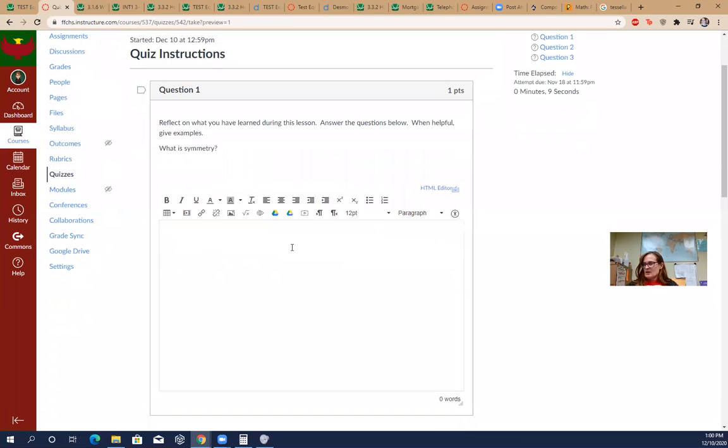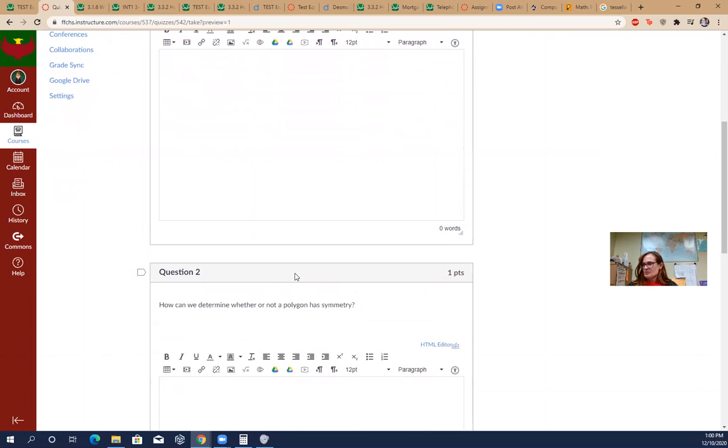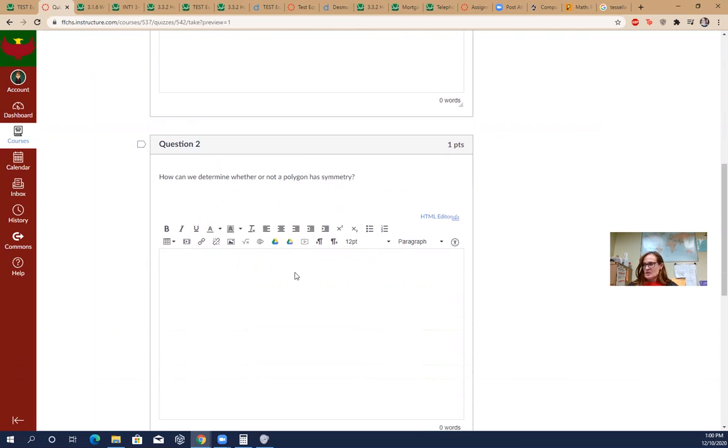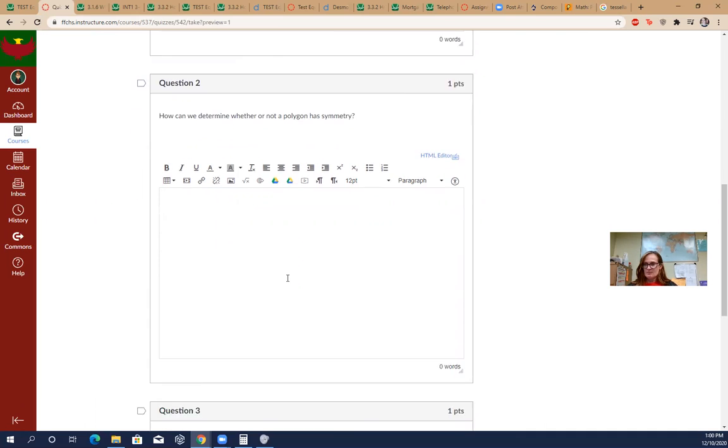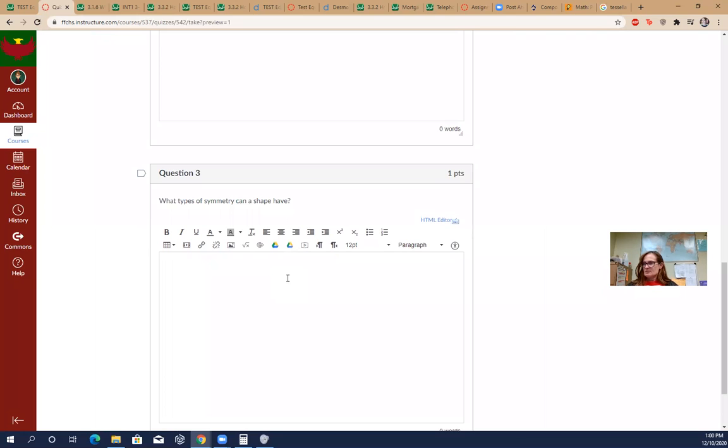So what is symmetry? So you explain symmetry in a way that makes sense to you. You can also Google it. How can we determine whether or not a polygon has symmetry? So then we just say, oh, well, if you fold it in half, it matches up, or it is the same on both sides, however you want to explain it to yourself. And then what types of symmetry can a shape have? So there's rotation and reflection symmetry. And those are the two that we've talked about today.